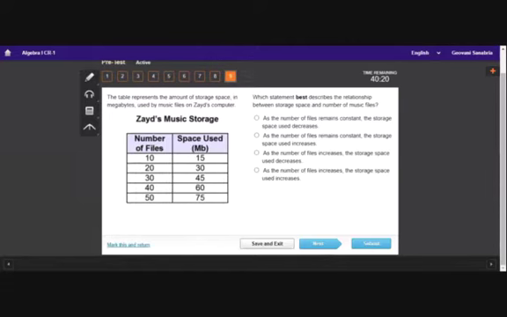So it's jumping by 15 for every 10 songs or files. 15, 30, 45, 60, 75. Yeah, by 15. The number of files is increasing by 10 each time. So it's not that first one, or the second one.